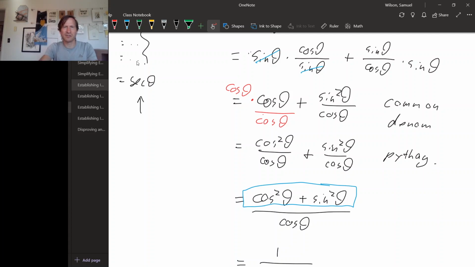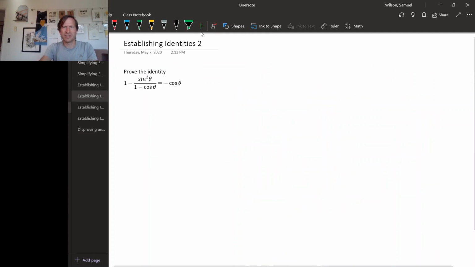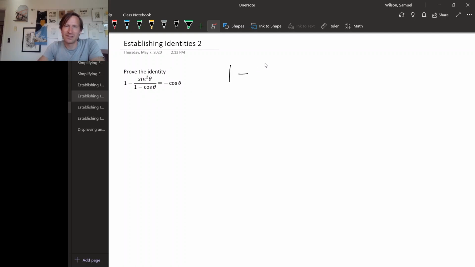All right, let's look at another example of establishing an identity. So here's a supposed identity. Let's see if we can figure out if this is a genuine identity or not. We'll start with one side and try to turn it into the other side. So again, it's usually easier to start with the more complicated side. So let's start with 1 minus sine squared theta over 1 minus cosine theta.